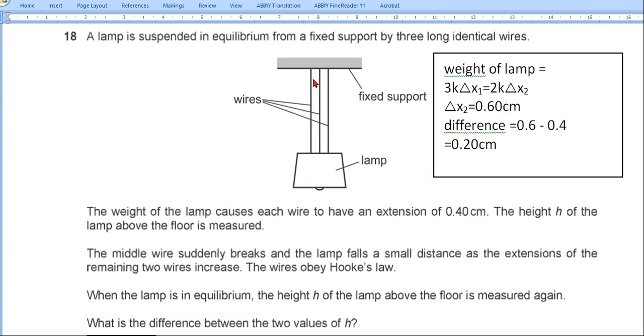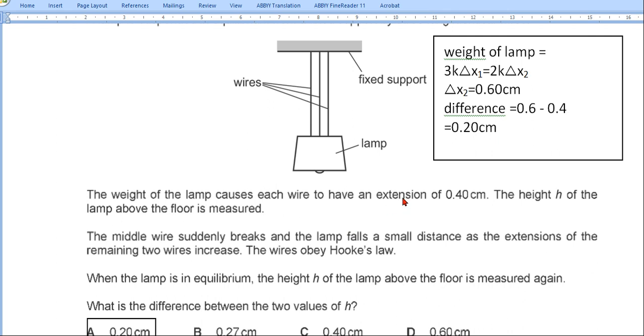A lamp is suspended in equilibrium from a fixed support by 3 long identical wires. The weight of the lamp causes each of the wires to have an extension of 0.40 centimeters. The height h of the lamp above the floor is measured. The middle wire suddenly breaks and the lamp falls a small distance as the extension of the remaining 2 wires increases. The wires obey Hooke's law. When the lamp is in equilibrium, the height h above the floor is measured again. What is the difference between the two values of h?